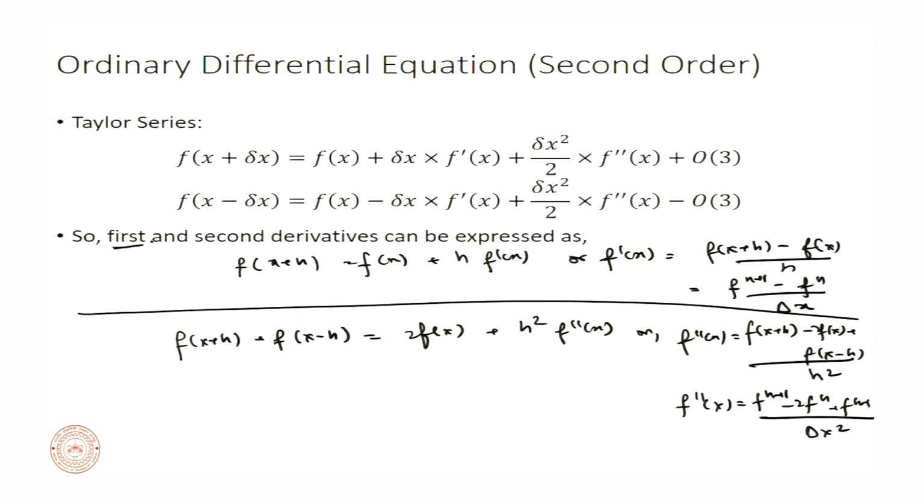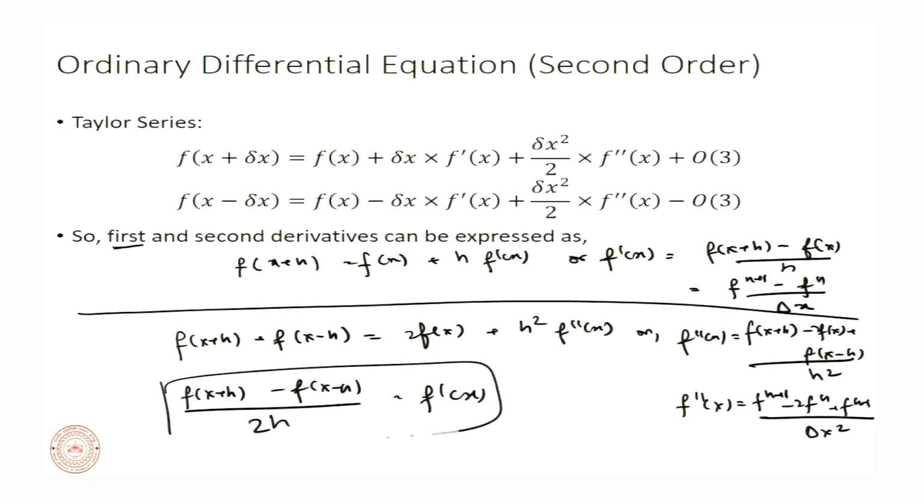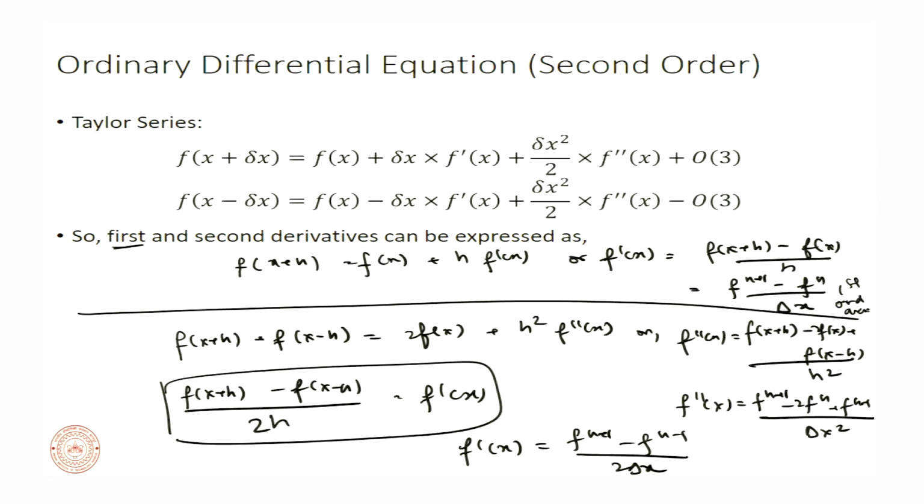So since you have these derivatives done, again if you want to have the first order derivative to second order accuracy, you just subtract these two terms. So you will have f of x plus h minus f of x minus h divided by h, it will be equal to f prime x 2h. Okay. So f prime x is also equal to f of n plus 1 minus f of n minus 1 by 2 delta x. Keep in mind that this is first order accurate, this is second order, these are all second order accurate.